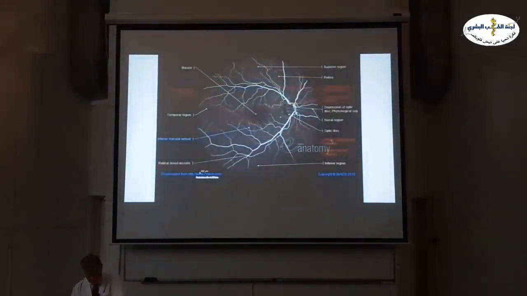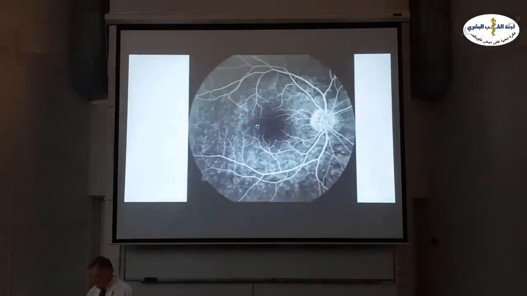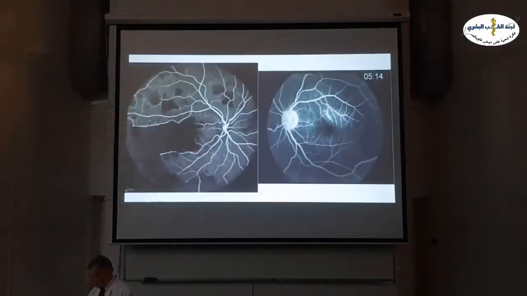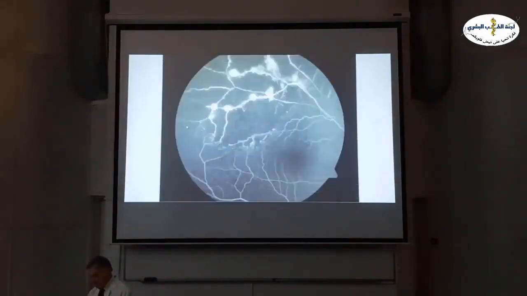This is an angiogram of the retina. You can see the blood vessels are well spread. You can see that this is the macula and this is the fovea. This is infarcted, no blood vessels around the macula and the fovea. Okay, this is normal, this is the infarcted area. These are aneurysms of arteries in the retina.